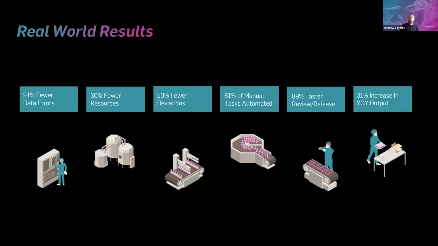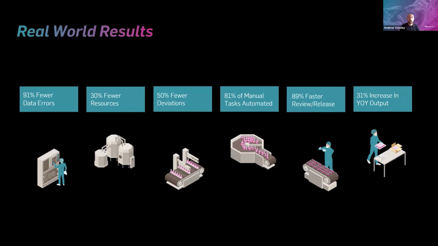The 50% fewer deviations is obviously a big one. That has come from one of our larger customers. They're a 503B pharmaceutical compounding organization, and they've reduced the number of deviations they've seen in their production by half after implementing MX. That 81% automation of manual tasks, we've kind of discussed that already. Things like automating calculations, bringing data in via integration. One of my favorites there has to be the faster review and release time, as reported to us by one of our large pharmaceutical CDMOs.